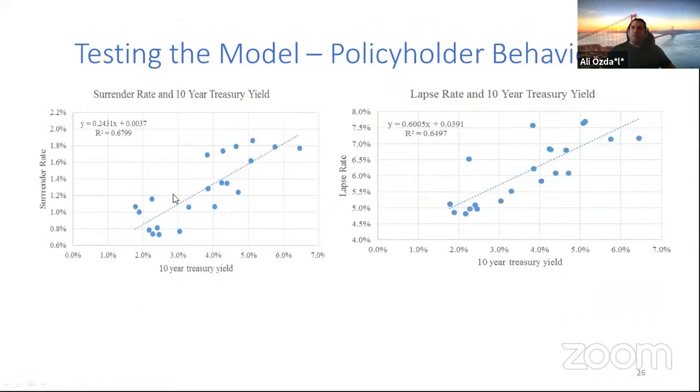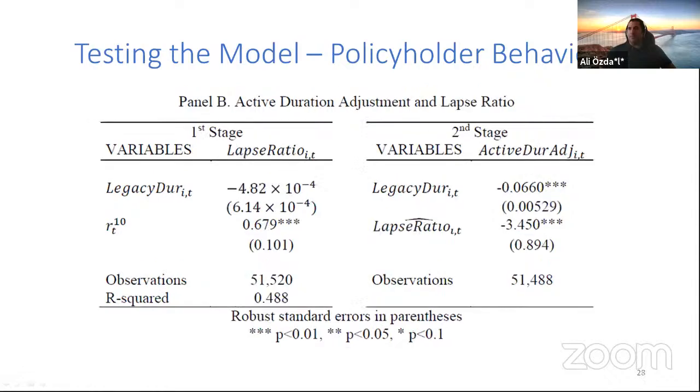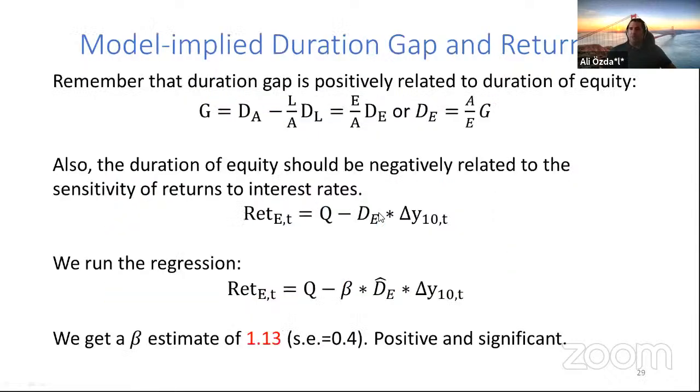And here is a quick bird's eye view for the whole insurance market. If you look at the surrender rate in the aggregate insurance market and the 10-year treasury yield, there's a very strong positive relationship, right? Huge R square. If you look at the lapse rate, which is an alternative way that you can wind down your insurance contract, there's also a very strong positive relationship. All right. And when we use the surrender ratio, we exactly see this positive relationship between surrender ratio and 10-year yields, and the negative relationship between the surrender ratio and active duration adjustment. It's exactly the predicted mechanism in the model. The same thing with the lapse ratio. So I'm going to skip this.